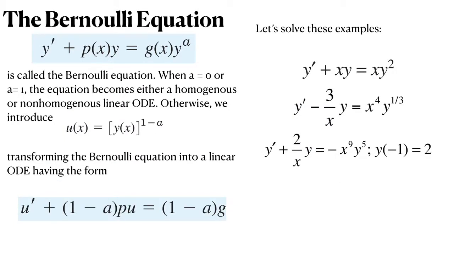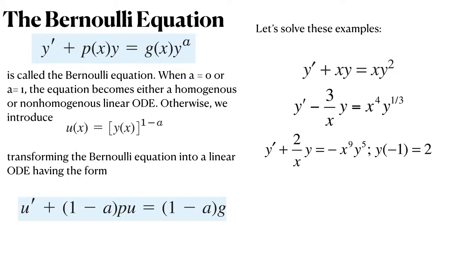The Bernoulli equation. The Bernoulli equation has the form y prime plus p of x y is equal to g of x times y to the power of a, where a is a constant. So, the Bernoulli equation itself is not a linear ODE. But when a is equal to 0 or a is equal to 1, the equation becomes either a homogeneous or non-homogeneous linear ODE.